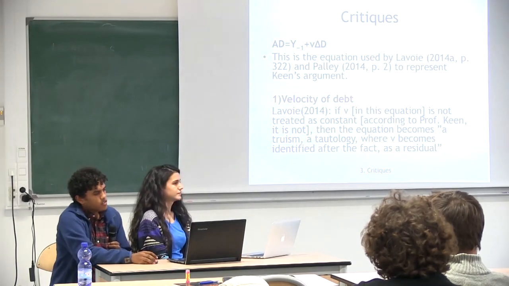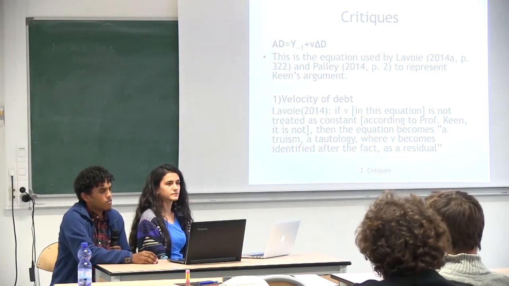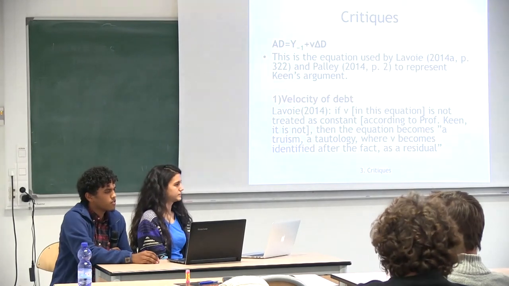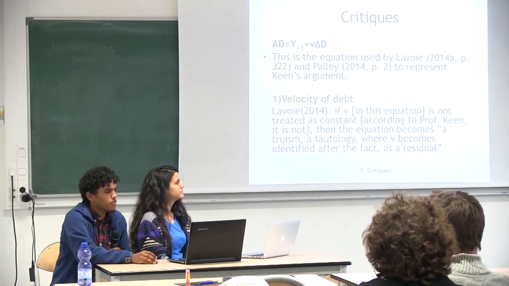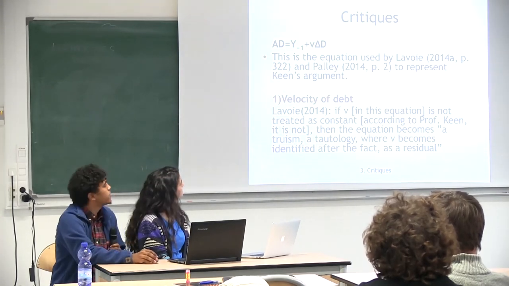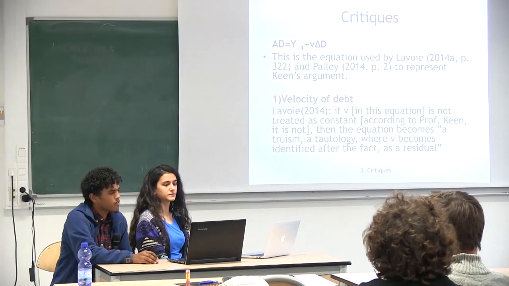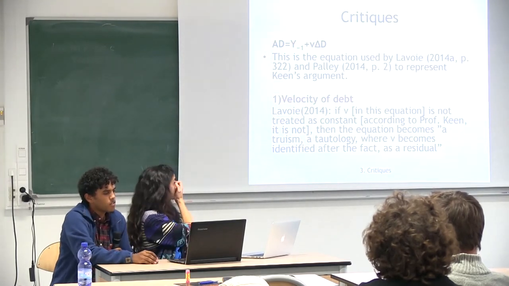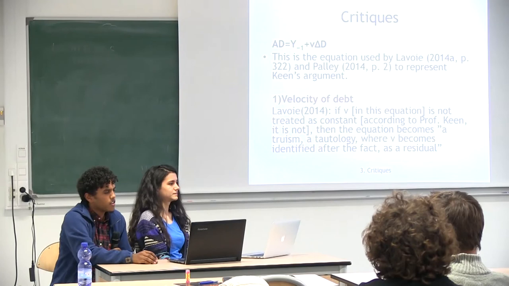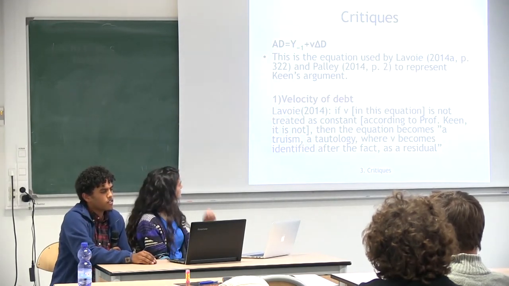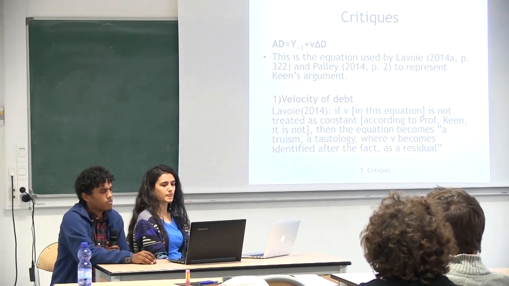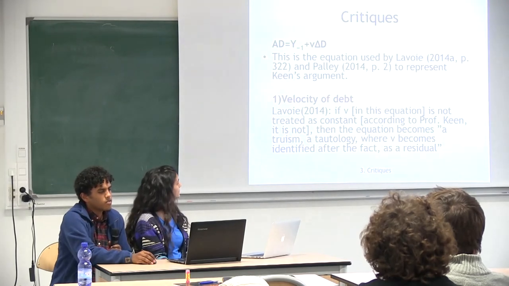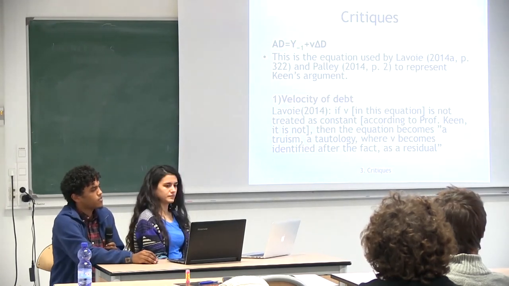Now we would like to present some critiques directed to Professor Keane's work from other post-Keynesian authors. Lavoie and Pally represent Professor Keane's arguments with the equation on the slide here. Accordingly, if there's a positive difference between the present period's aggregate expenditures and the previous period's realized aggregate income, this difference will have to be financed by an increase in debt. Aggregate demand is then equal to the previous period's income plus the change in total debt multiplied by a velocity of circulation variable.